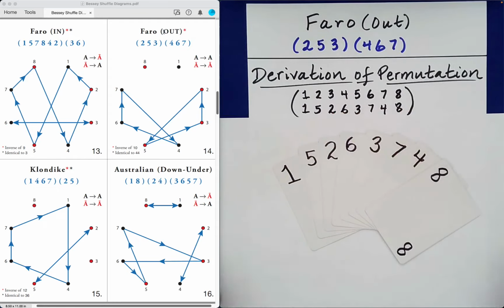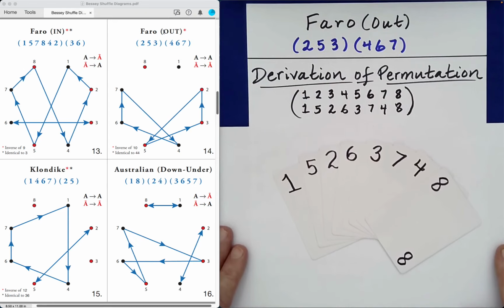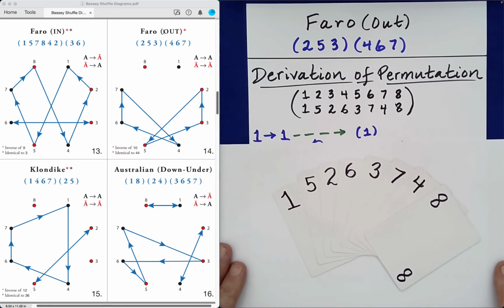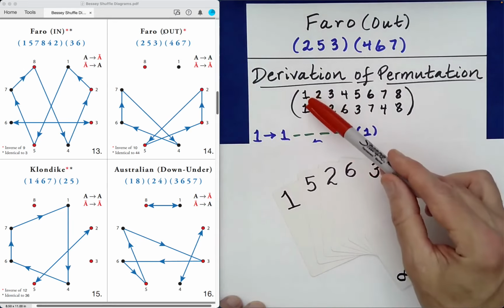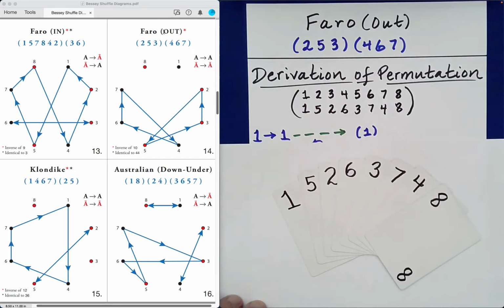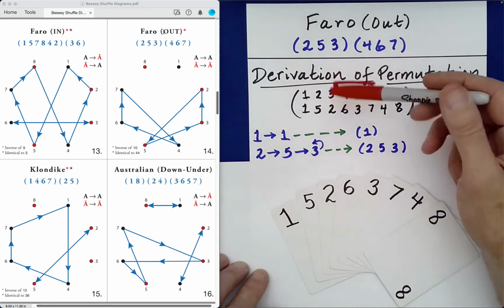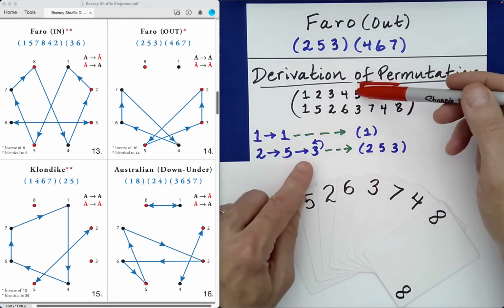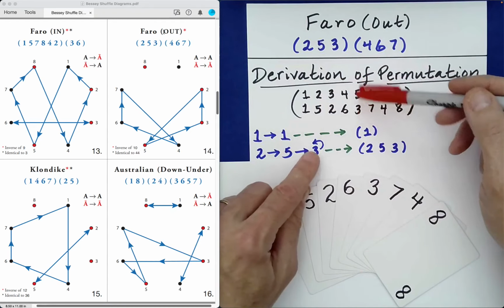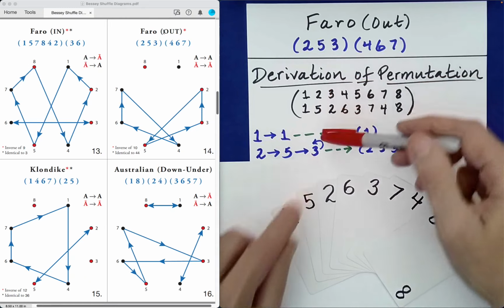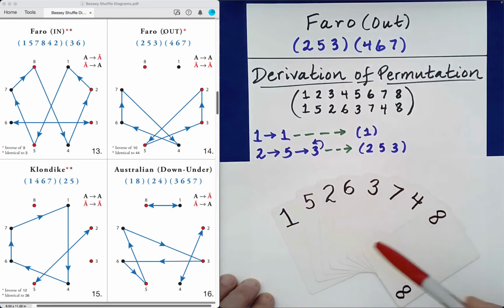And this two-line notation can be converted into cycle notation as follows. We see that 1 goes to 1, which means 1 is a fixed point. So whatever's placed in position 1 gets returned to position 1. If we follow what happens with 2, 2 goes to 5, 5 goes to 3, and then 3 goes to 2, so it wraps around. So we get a 3 cycle.